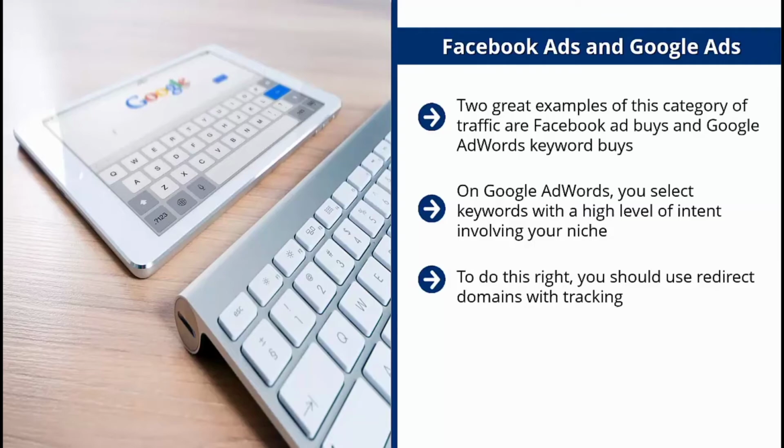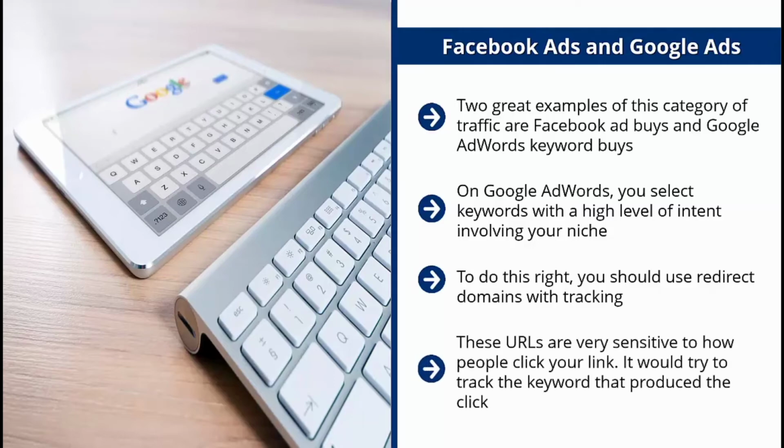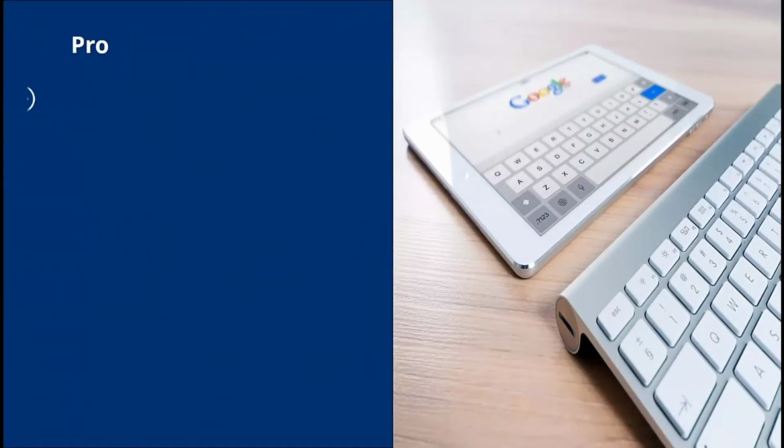You also need to use tracking URLs. These URLs are very sensitive to how people click your link. They would try to track the keyword that produced the click. They would also pay attention to the browser details of people clicking from Facebook. Whatever the case may be, when you use tracking URLs, you can make educated guesses as to which ad buys led to sales. Pro, you can get lots of traffic immediately.